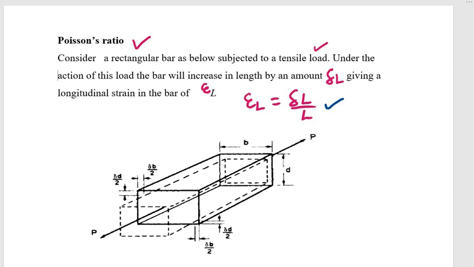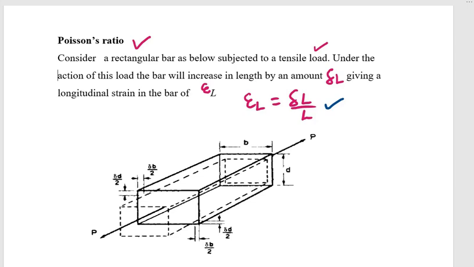Today we meet to discuss another important concept in mechanical engineering science called Poisson's ratio. Now consider a rectangular bar as shown below, subjected to a tensile load P. Under the action of this load, we observe that the bar will increase in length by an amount delta L, giving a longitudinal strain in the bar of epsilon L, which is the ratio of the change in length of the bar divided by the original length.